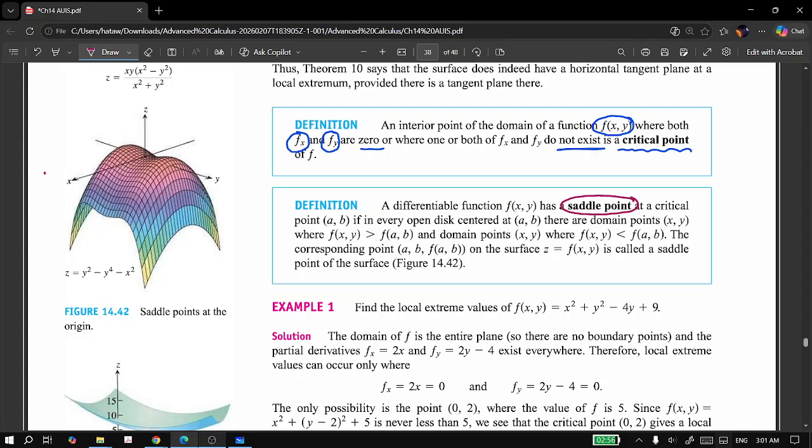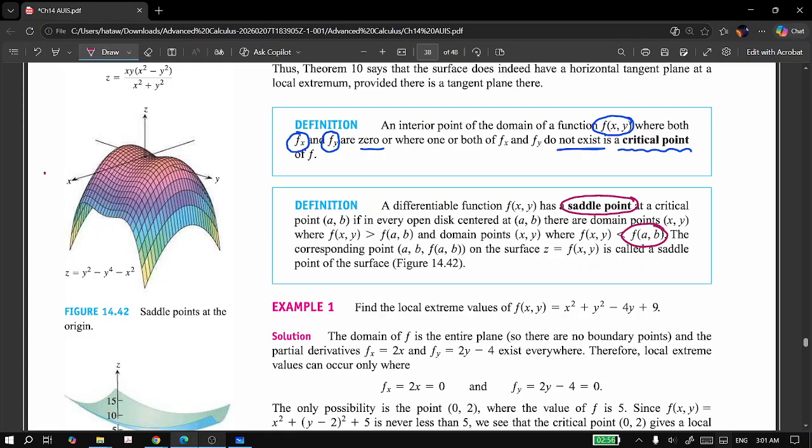That saddle point does not exist in Cal 1 because it happens when we have three-dimensional space. What is that saddle point? Simply talking about saddle points, when we have a function that is differentiable and it has critical points, at that critical point, f(a,b) is less than other points in the domain, and at the same time it is more than other points in the same domain of the function.